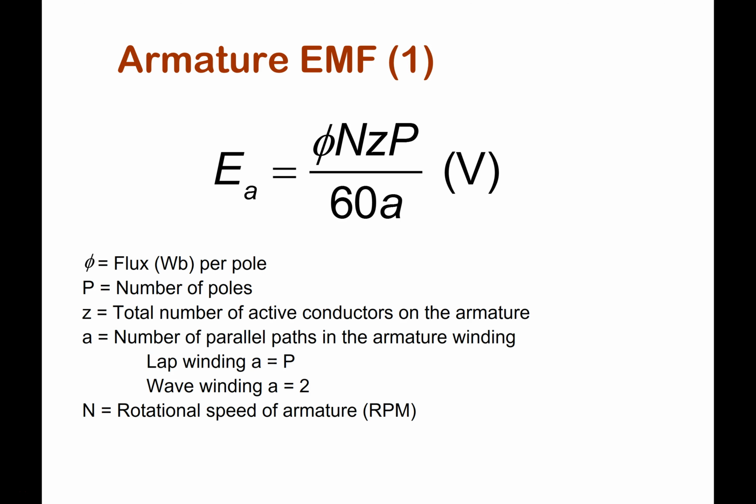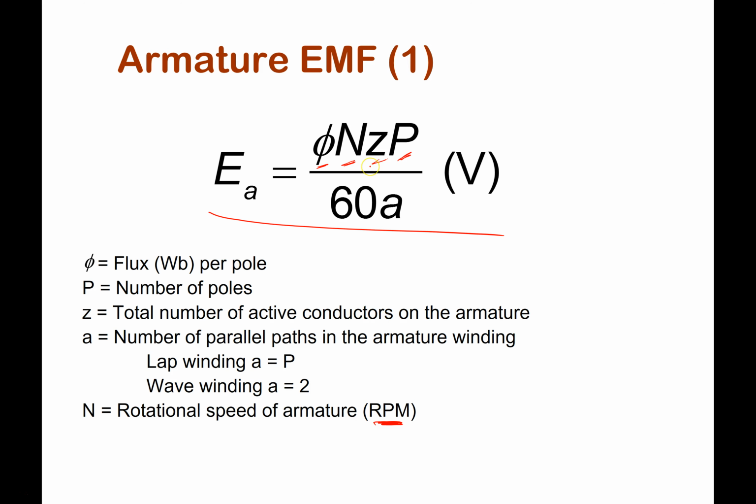So, the equation for armature EMF is given here, and you'll see the terms: phi, the flux per pole, P, the number of poles, N, the rotational speed in RPM, revolutions per minute, Z, the total number of active conductors on the armature, and A, the number of parallel paths in the armature winding. And this is where lap winding and wave winding come in.